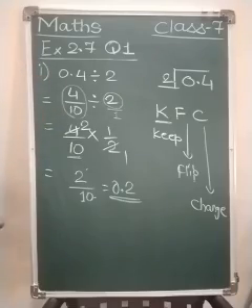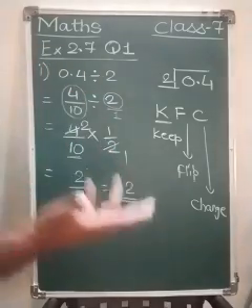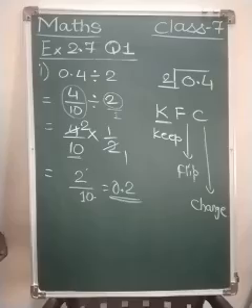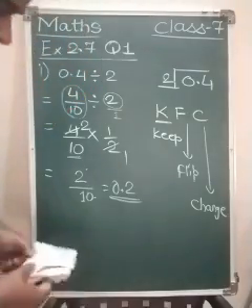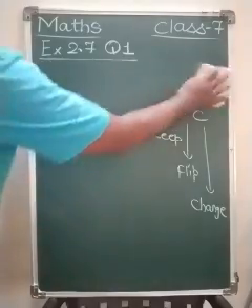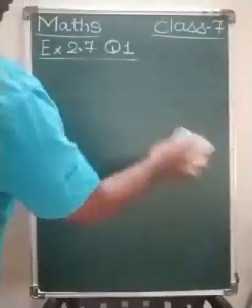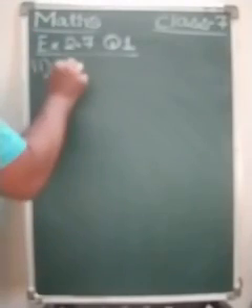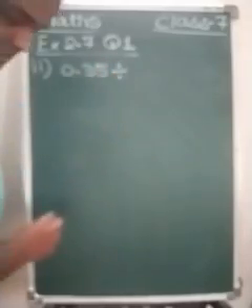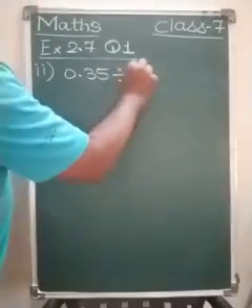Done. Now you see whether this method is easy or this method is easy. It depends upon you. Okay, let us move further. Second sum. 0.35 divided by 5. Again a simple sum.